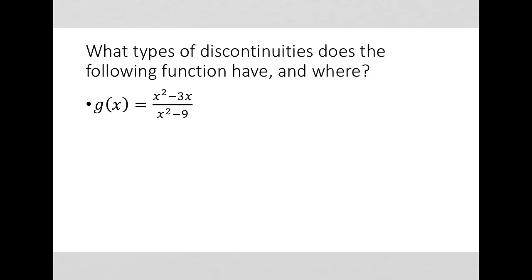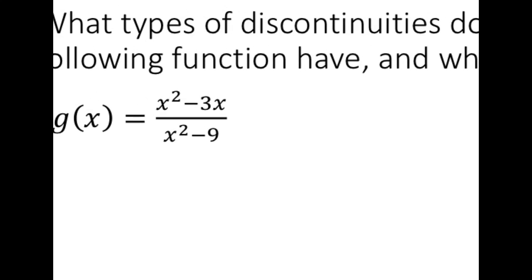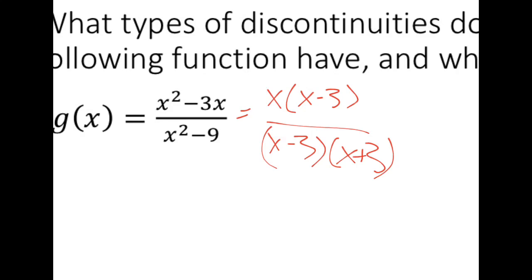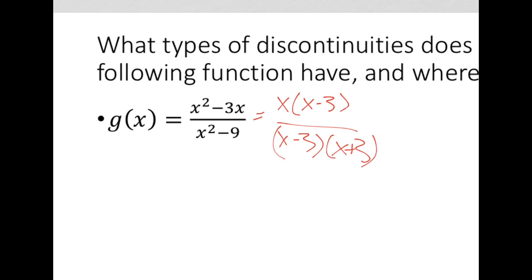So now let's change gears and talk about discontinuity of functions. So again, remember, it all comes down to factoring. Factor the numerator, factor the denominator. That is going to tell you a lot about your function. So we factor the denominator as a difference of squares, and we factor an x out of the numerator, and we see we have a hole at x equals 3.